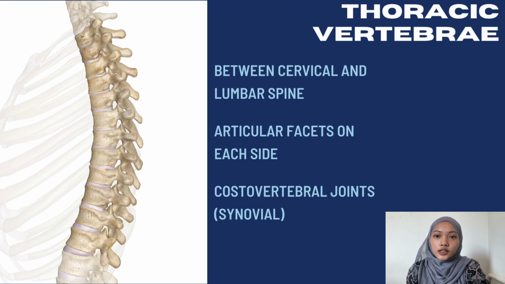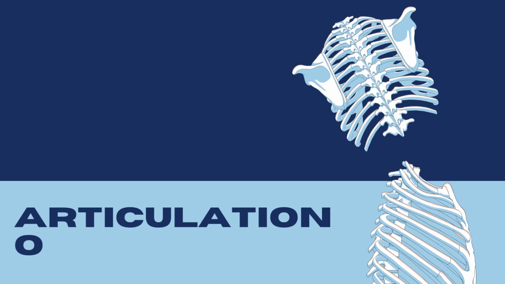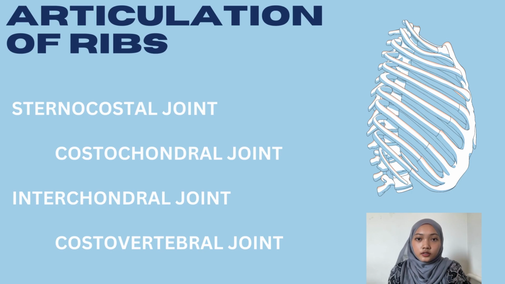They also possess articular facets on their sides for articulation with the heads of the ribs by costovertebral joints. Costovertebral joint is a synovial type of joint. The lower rib facet articulates with the upper costal facet of its own vertebra, and the upper rib facet articulates with the lower facet of the vertebral body above. For the articulation, the first 7 pairs of ribs articulate with the manubrium and body of sternum.